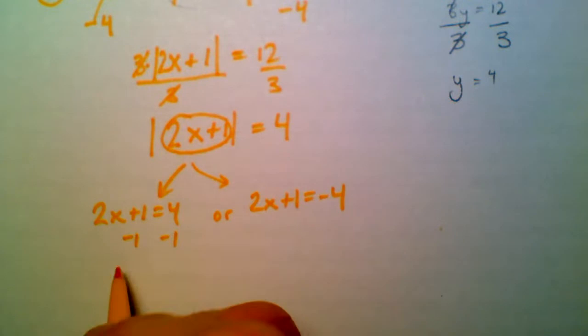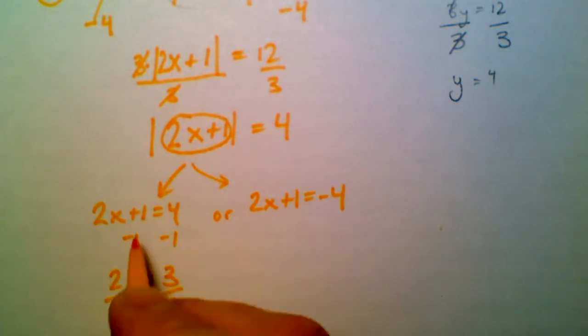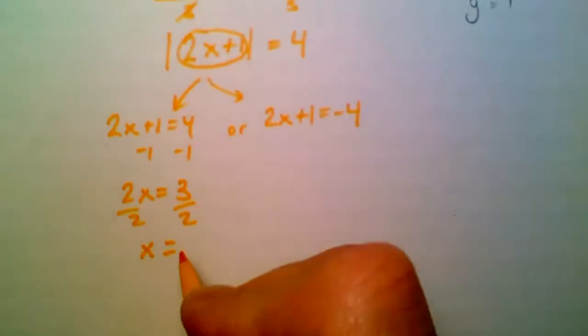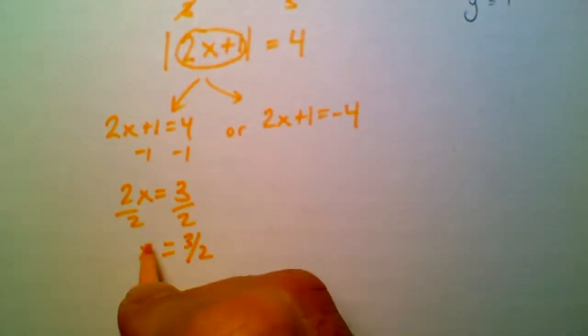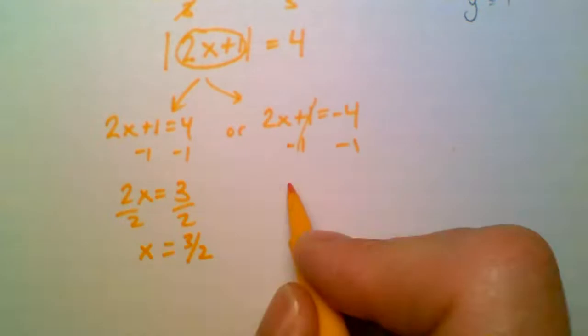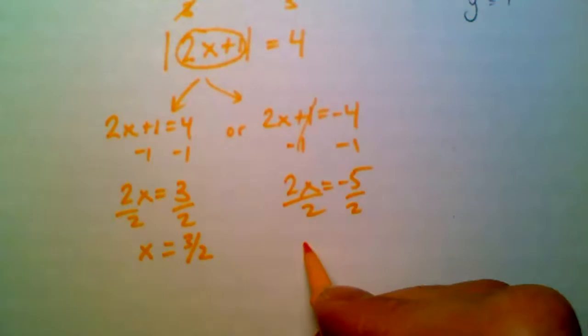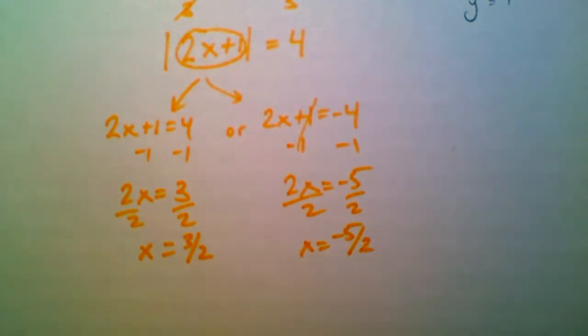So -1, we got 2x equals 3. Divide by 2, just solving that equation, we get x equals 3 halves, or 1.5. And then over here, -1, 2x equals -5. Divide by 2, x is equal to -5 halves. So again, 2 possible answers on that problem.